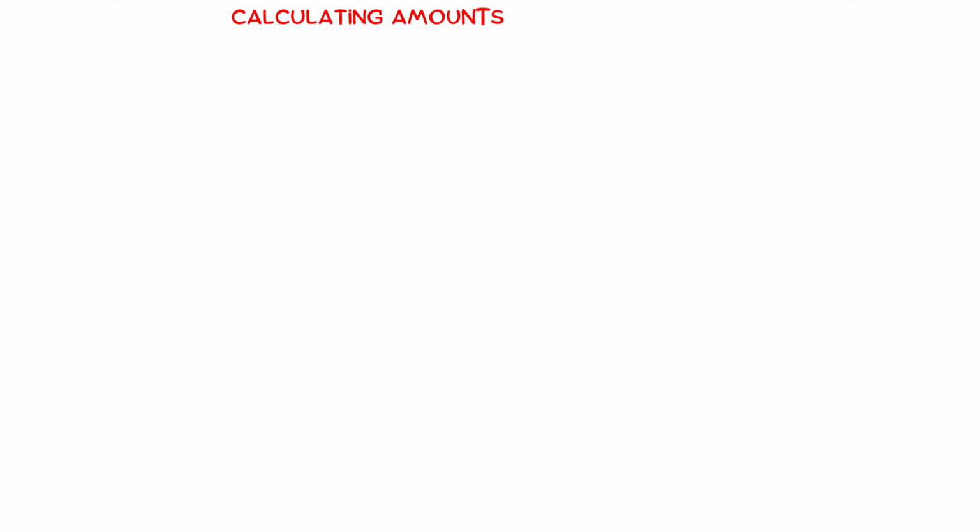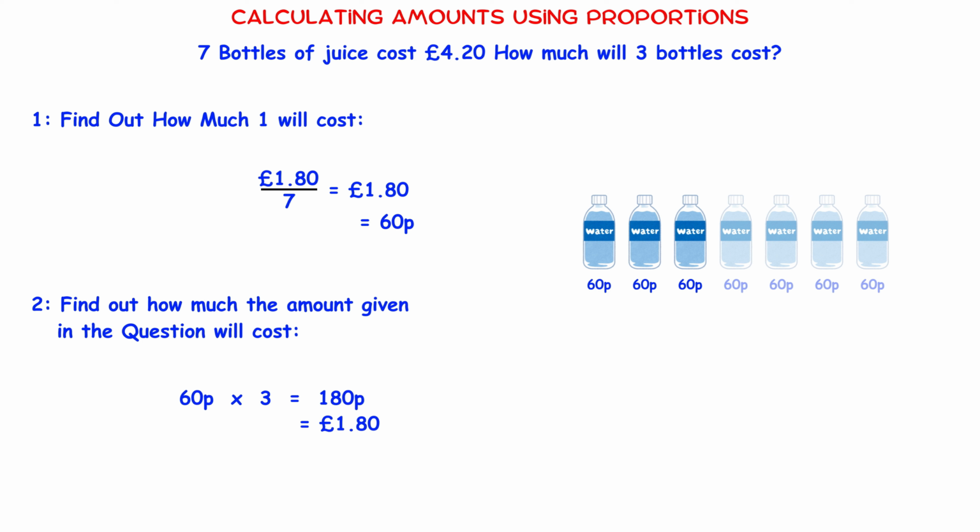In today's video, we're going to look at how we can scale up and scale down with proportions, and we do this when we're told about the relationship between two different things. For example, if you take a look at this question, here we're told that 7 bottles of juice cost £4.20, and we're asked how much 3 bottles will cost. So the relationship in this question is about the number of bottles and the cost of those bottles. We're told that 7 bottles is £4.20, but we need to work out how much 3 bottles will cost.